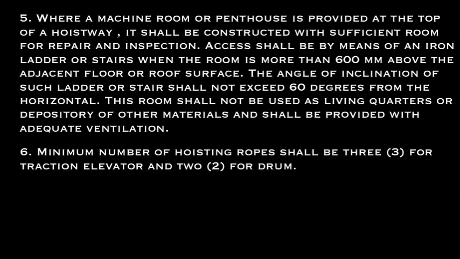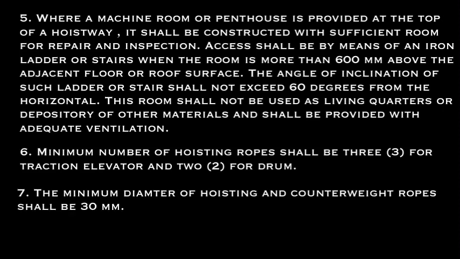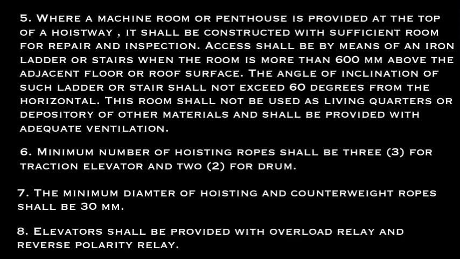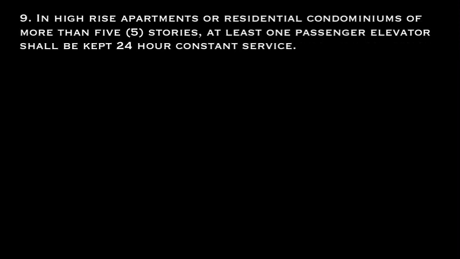Minimum number of hoisting ropes shall be 3 for traction elevators and 2 for drum. The minimum diameter of hoisting and counterweight ropes shall be 30 mm. Elevators shall be provided with overload relay and reverse polarity relay. In high-rise apartments or residential condominiums of more than 5 stories, at least one passenger elevator shall be kept on 24 hours constant service.